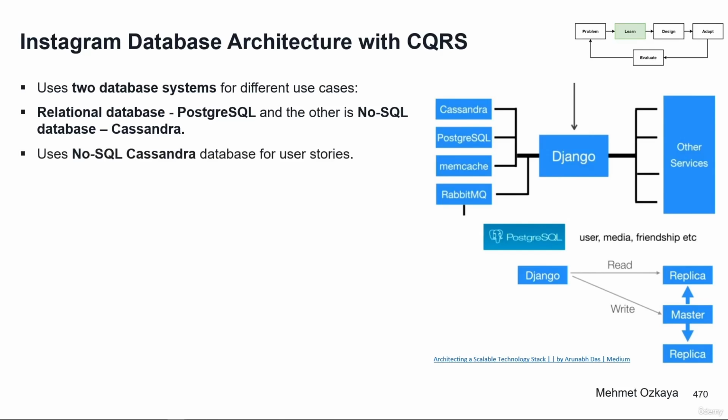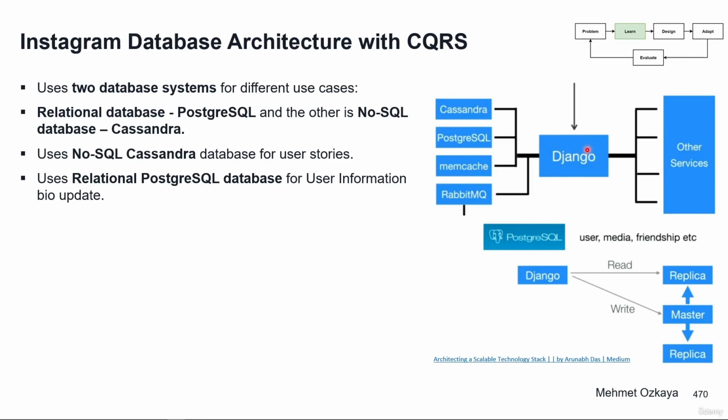So that means Instagram uses the NoSQL Cassandra database for user stories, that is read intensive data, and uses the relational PostgreSQL database for user information and bio updates. This is one example of using CQRS in the Instagram architecture, and you can see the architecture image here. We have Cassandra and PostgreSQL databases, and there is a Django application framework which is written in Python.